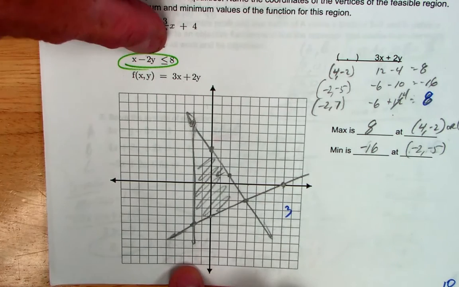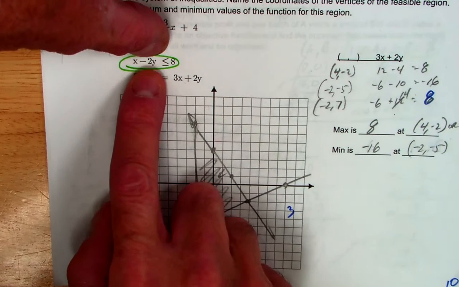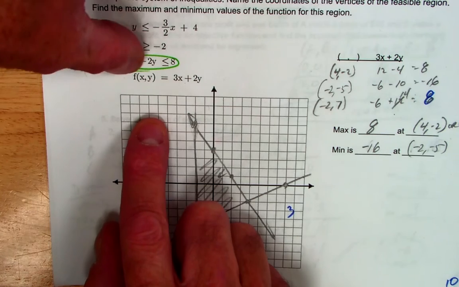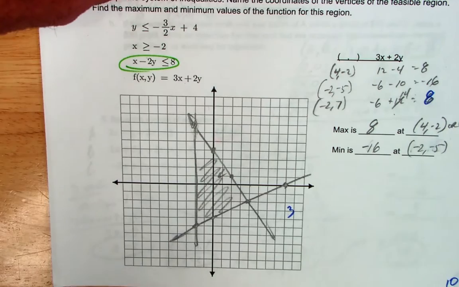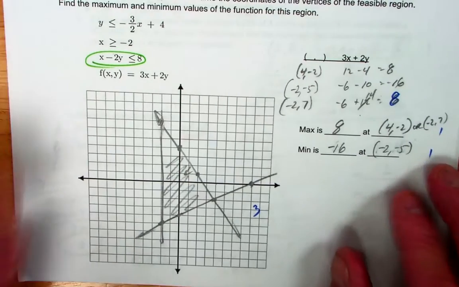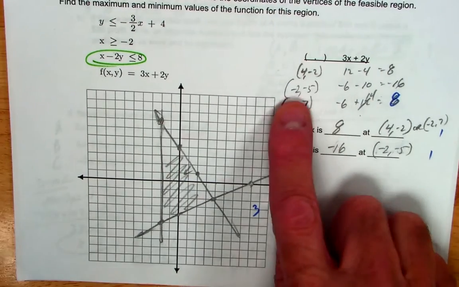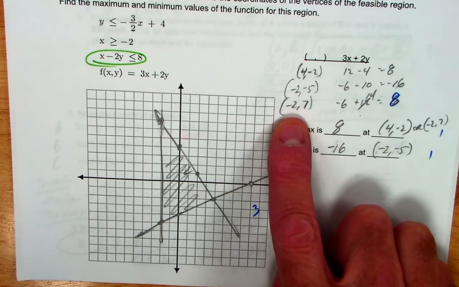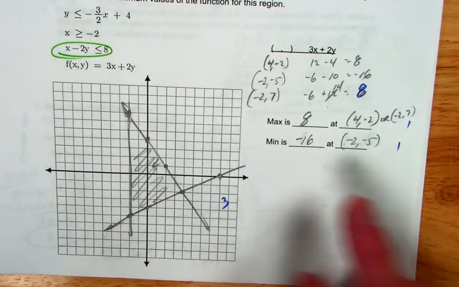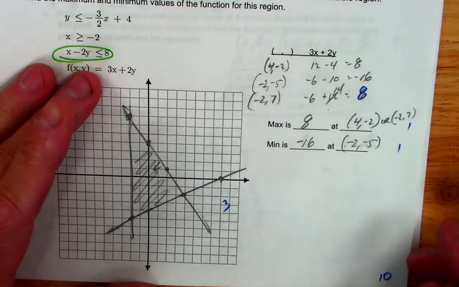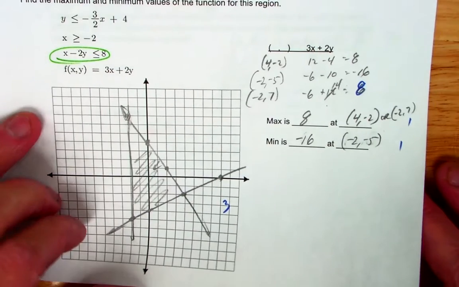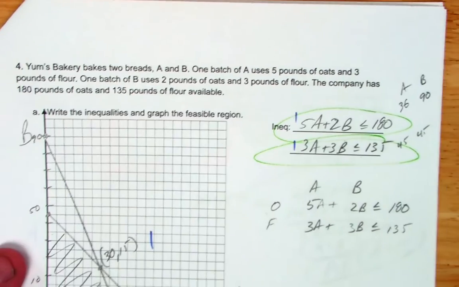If you do this other one correctly, my x-intercept to be 8 and my y-intercept to be -4, then you get nice intersection points. So the ones you're checking are 4, -2, -2, -5, -2, 7, and you get a maximum of 8. It occurs at 2 different places, and then you get a minimum at -16. It occurs at -2, -5. Okay. 4. Here's the problem that some of you guys are running into with 4.